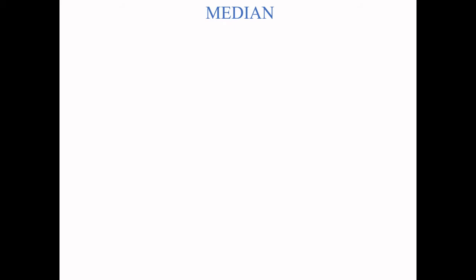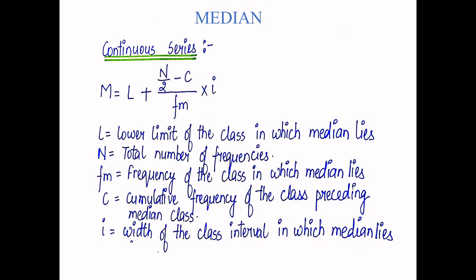In this video lecture, I'll discuss median for grouped data, continuous frequency distribution. In a continuous series, data is arranged in the form of groups or class intervals. Median is one of the most common measures of central tendency. Median in grouped data is calculated by using the formula L plus (n/2 minus C) upon Fm into I.